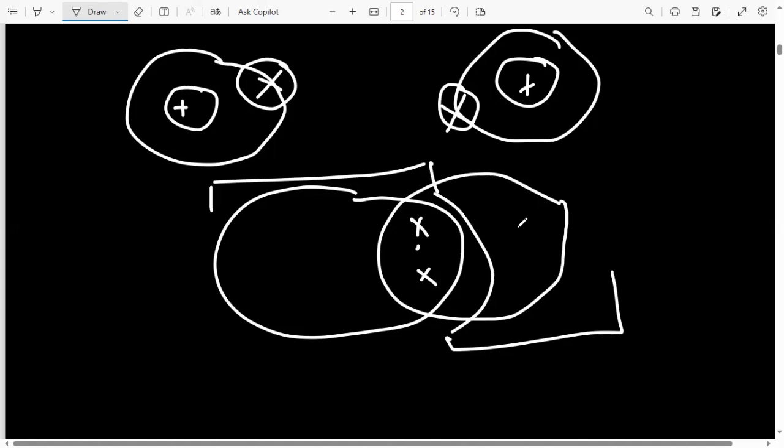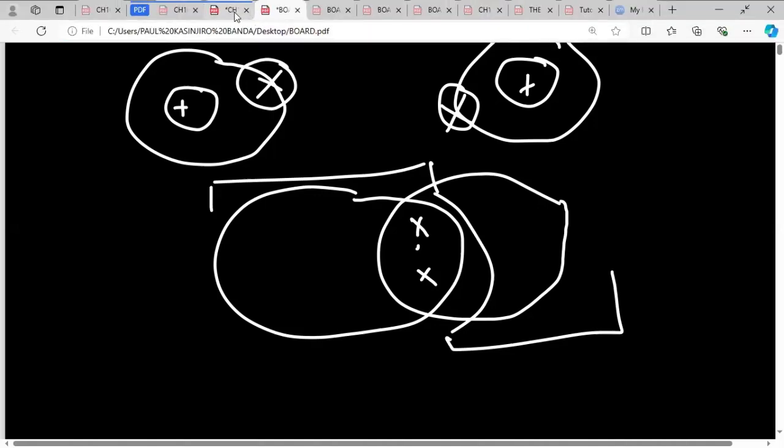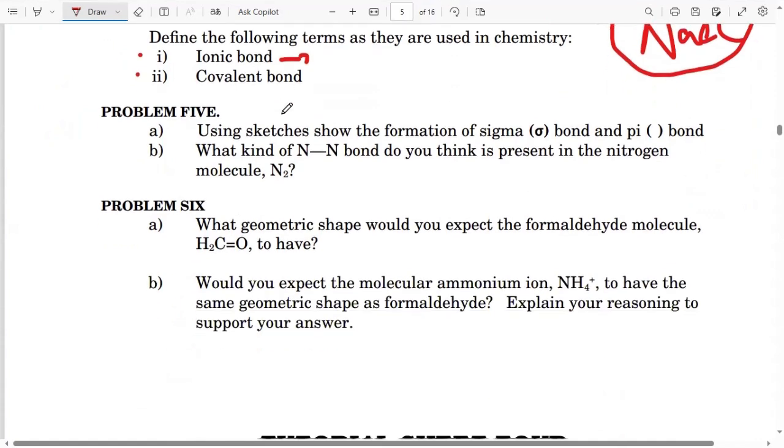It's just a bond formed by the sharing of what? Valence electrons. Specifically valence electrons, not any other electrons. So the electrons that should be shared are only those in the outermost shell. Those are the electrons that should be what? Should be shared.